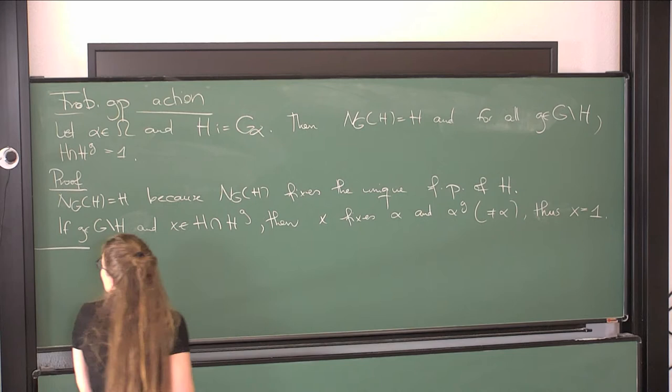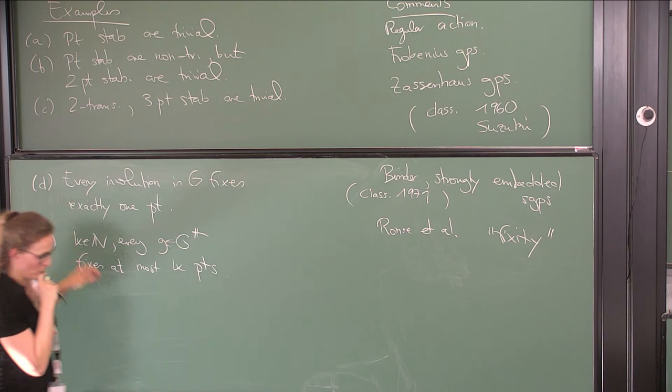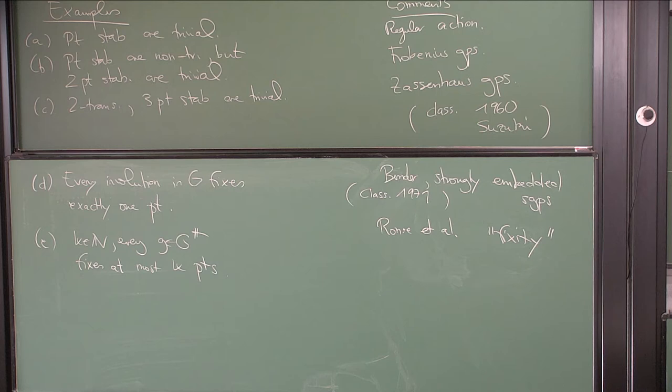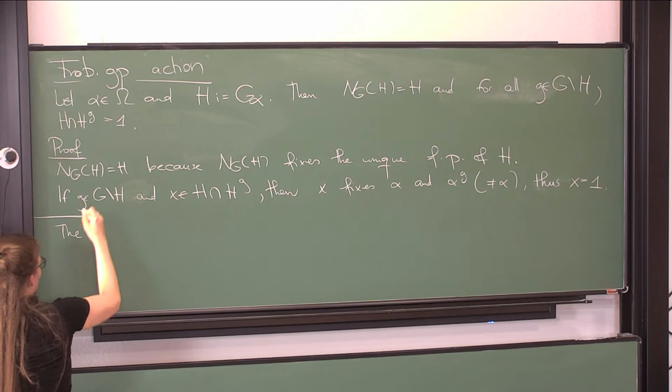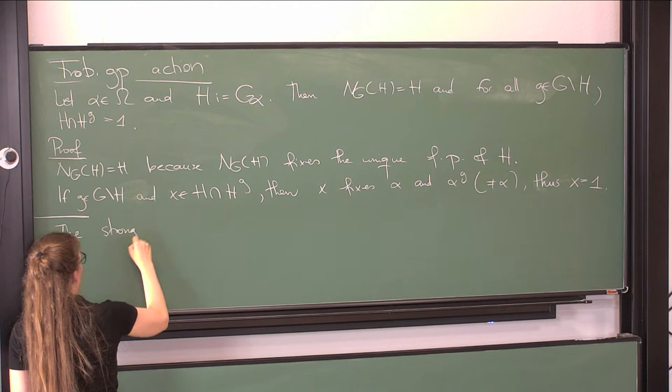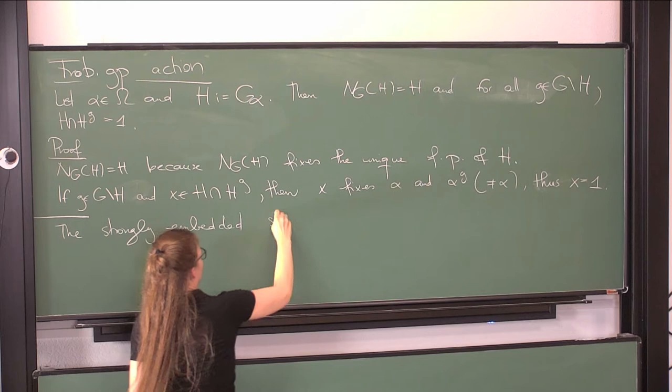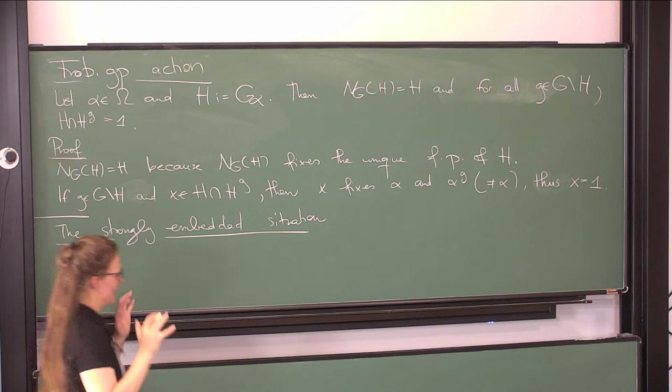Now, I would like to move on and say a little bit about this constraint here. Every involution fixes exactly one point. And again, I would like to just find out what it tells us about the group structure. So let's say the strongly embedded case. And while doing this, I will also tell you exactly what it means to be strongly embedded. And again, this is really just an example of how you can take an action constraint and translate it into group information.